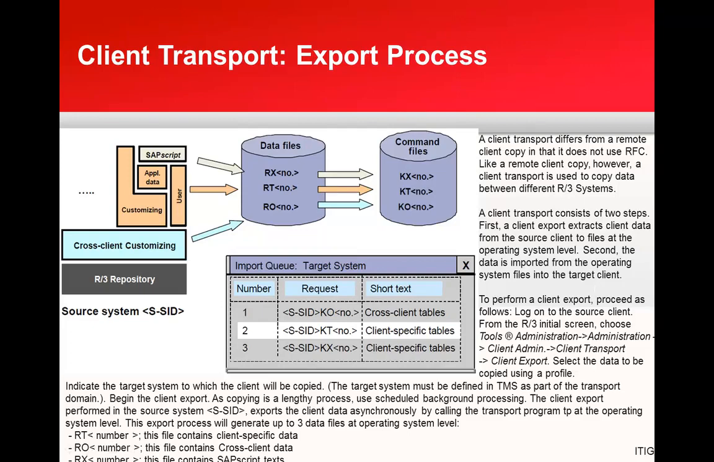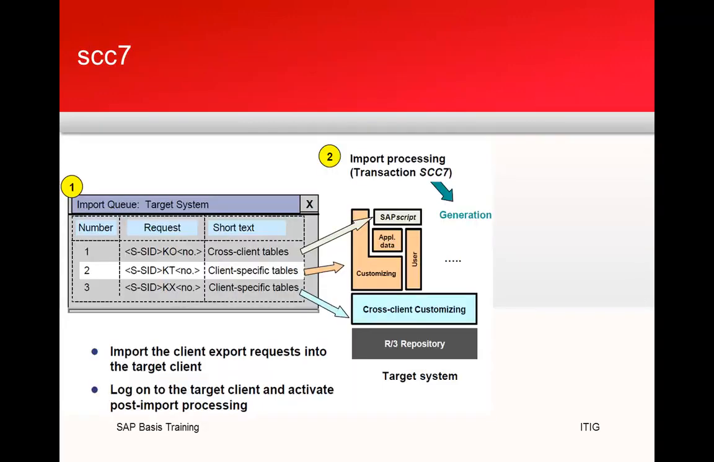So basically these are the three transport requests that will be created, and they can be taken to the target system for import. Now for import processing, you can go to the T codes SCC4 and SCC7, and you can transport these requests and build this particular client.